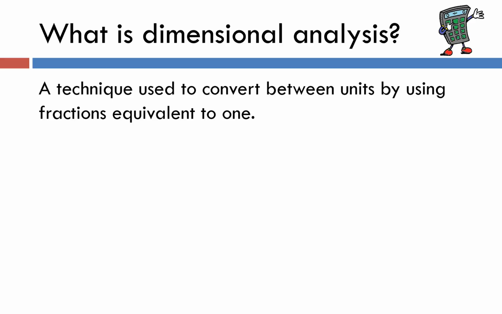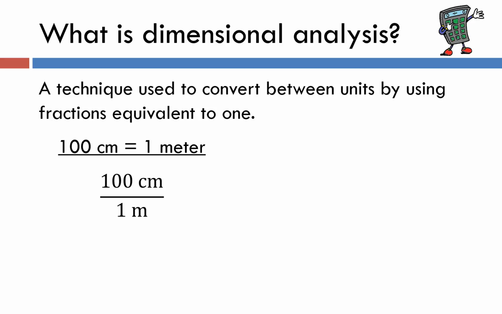And the way we're going to make these conversions is by using fractions that are equivalent to 1. So let's look at a couple examples. You know that there are 100 centimeters in a meter. So it's the same exact distance, it's just expressing that distance using two different units. I can set up a fraction that's equivalent to 1 because the numerator and denominator are the same exact distance, either by writing 100 centimeters over 1 meter, or 1 meter over 100 centimeters. Again, they're equivalent to 1 because it's the same distance in both the numerator and denominator.